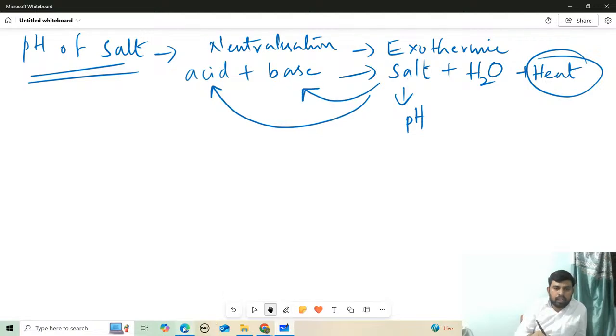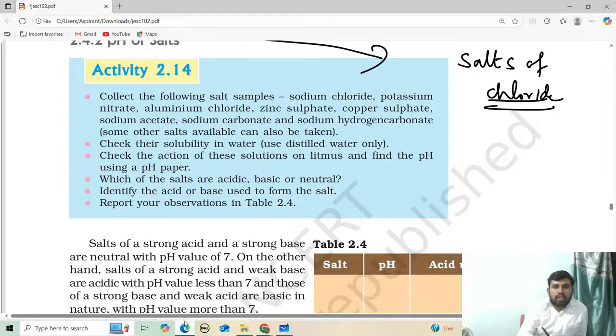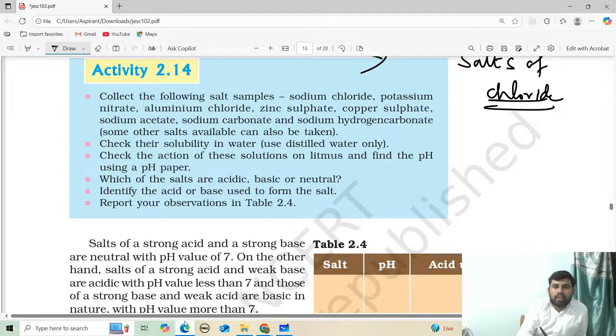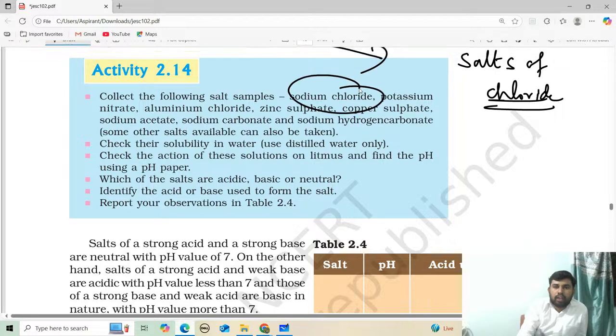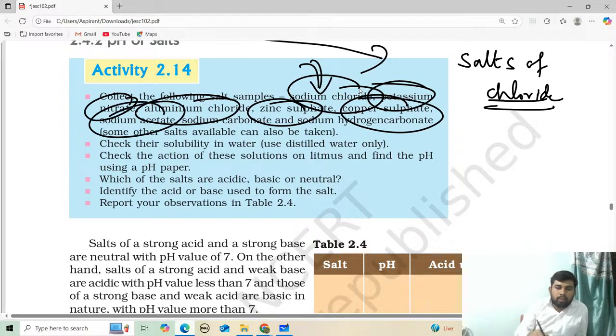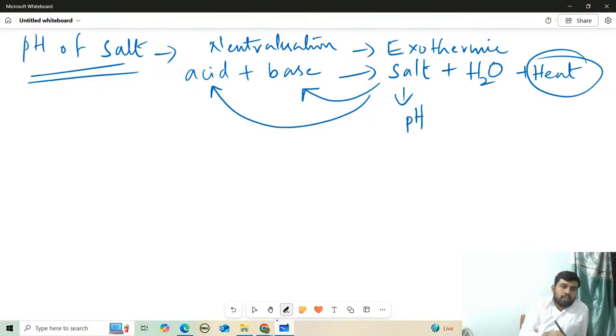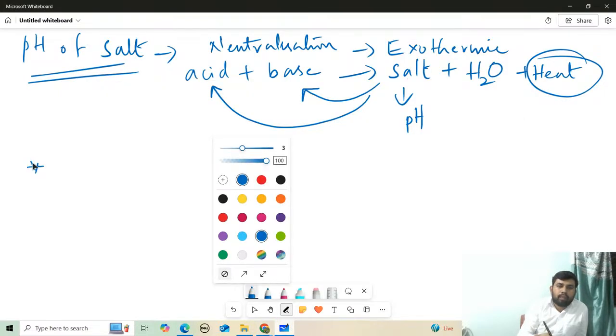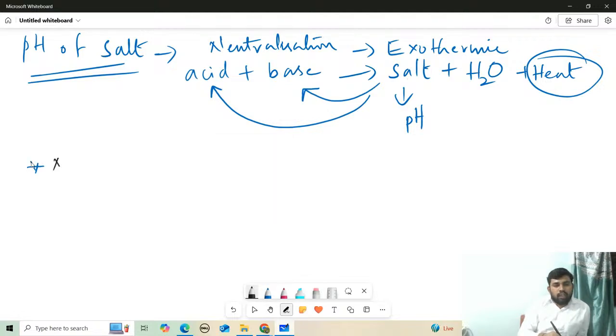As you can see, they have given samples of sodium chloride, potassium nitrate, aluminum chloride, zinc sulfate, copper sulfate, sodium acetate. Now we will discuss sodium chloride. Before that, try to understand: suppose we have a salt, and we get a neutral salt.